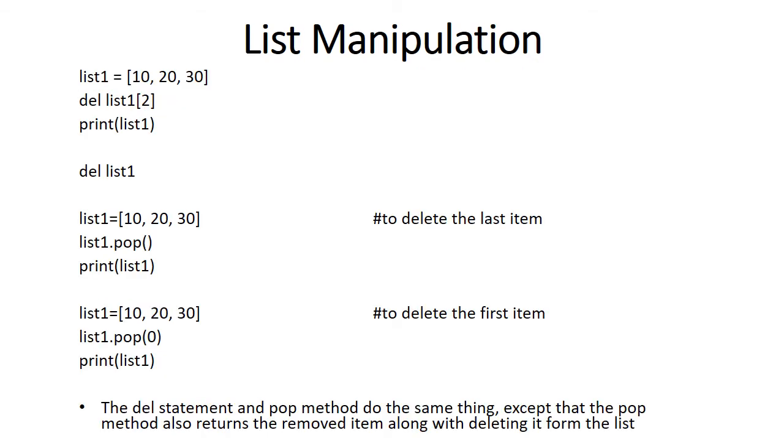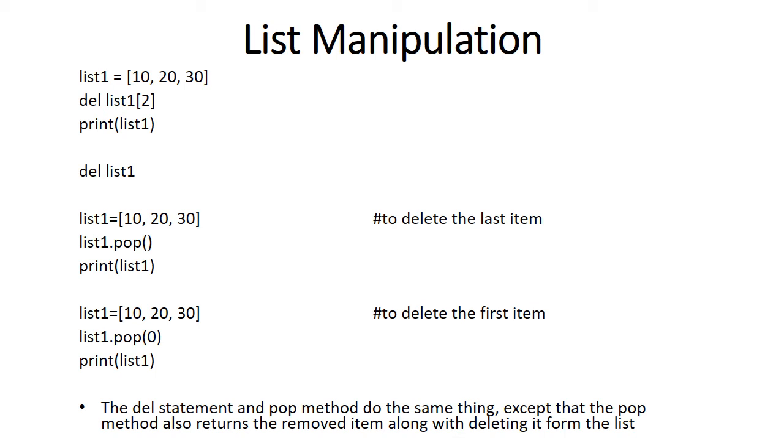Next example. List 1 is equal to 10, 20, 30. Delete list 1 of 2. That means the element at index 2 will be deleted, that is exactly the third element. The first element is list 1 of 0, the second element is list 1 of 1, and the third element is list 1 of 2. Print list 1 and you will get the answer 10 and 20.